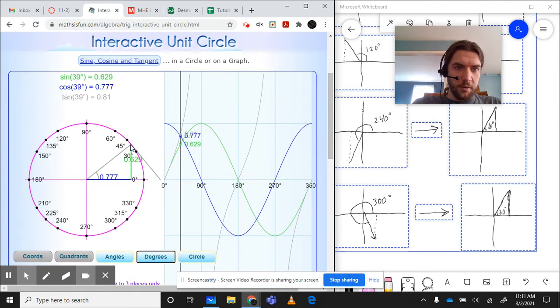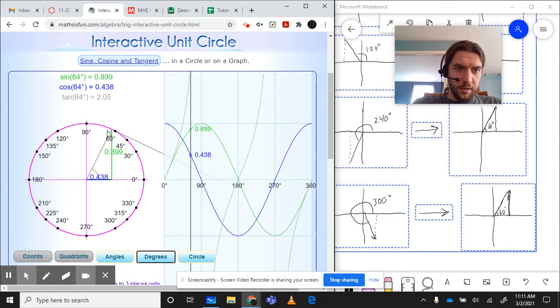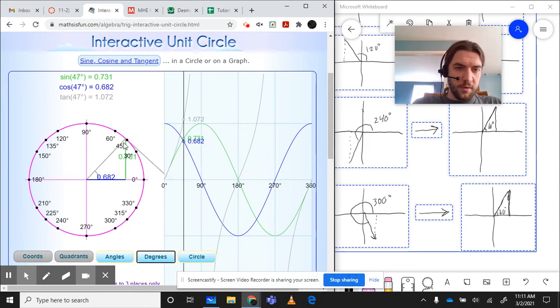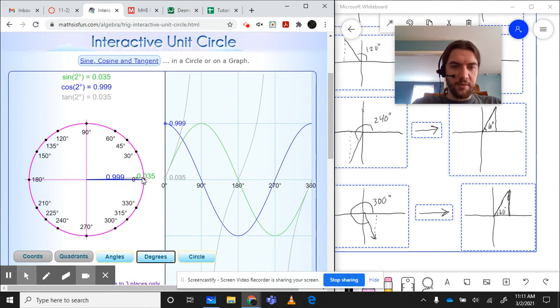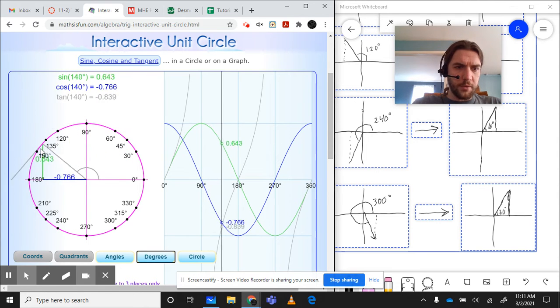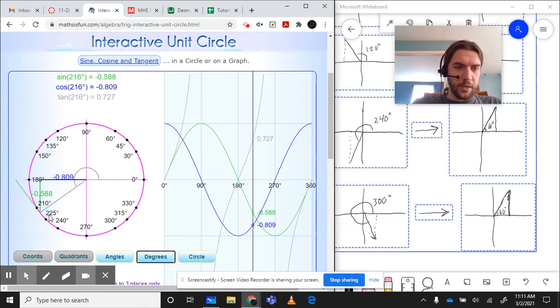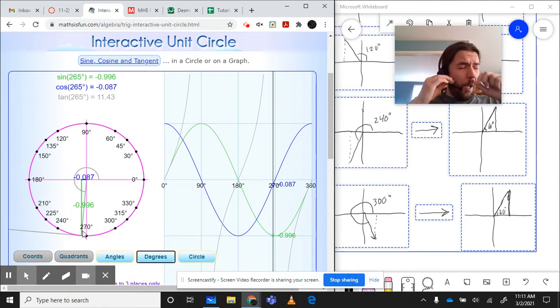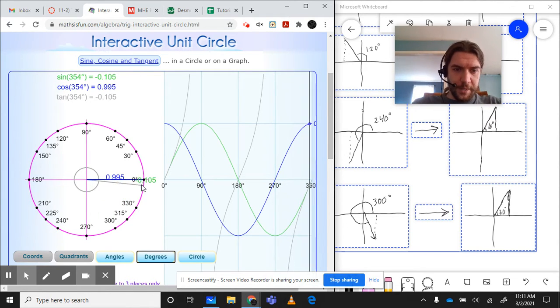So the sine of 50 degrees would be 0.766. The sine of 70 degrees would be 0.94. And you can start to see that those sine values start at 0, go up to 1, go down to 0 again, go to -1, and then go back to 0.